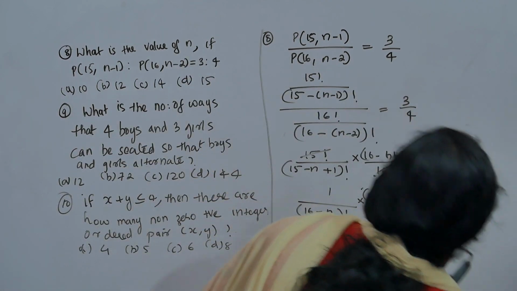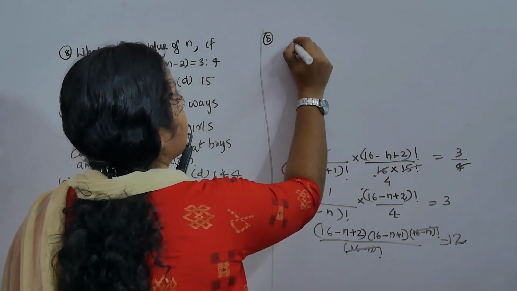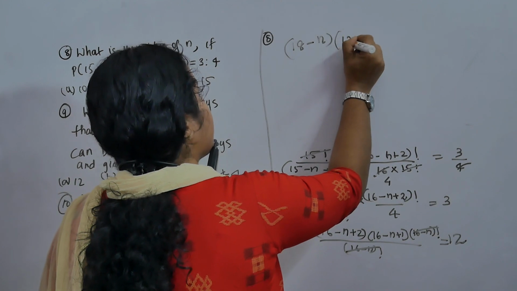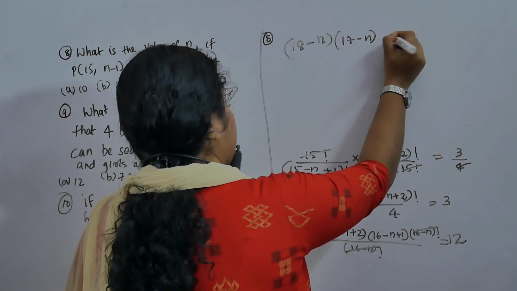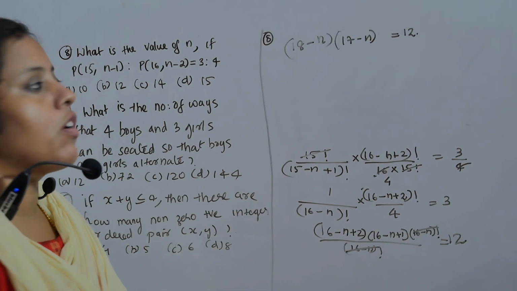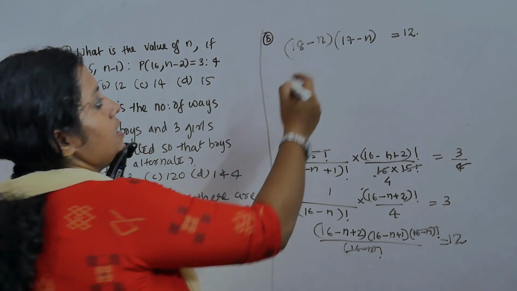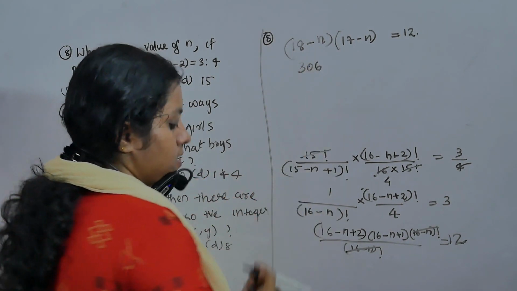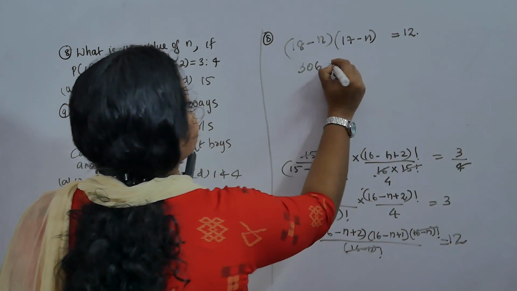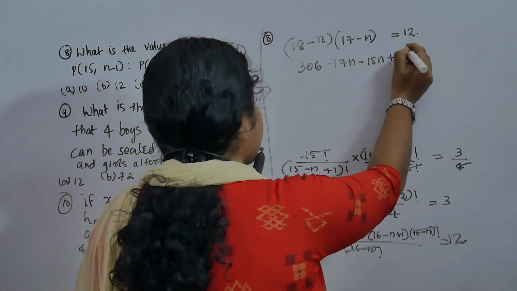Now what we'll have is, that is 18 minus n into 17 minus n is equal to 12. Okay, 18 minus n and 17 minus n. Okay, so when you solve this, what you'll get? We'll get 306 minus 17n minus 18n plus n square is equal to 12.